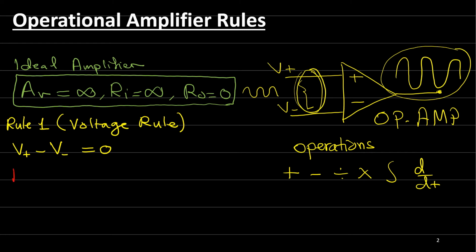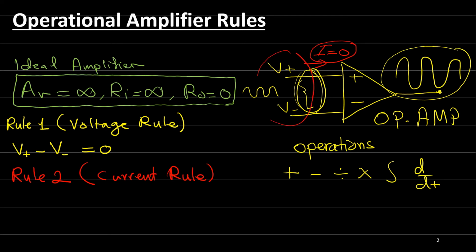Rule number 2, the current rule. The current rule says the inputs draw no current. Since we have infinity input resistance, there is no current flowing in the operational amplifier. So the current here, I, is equal to 0. And the difference here is equal to 0, right?